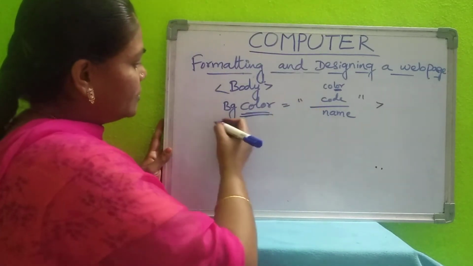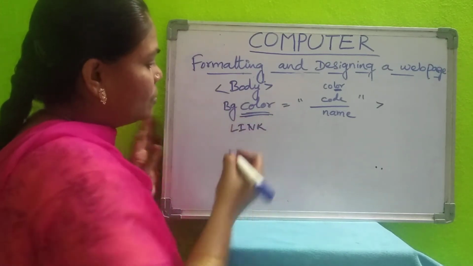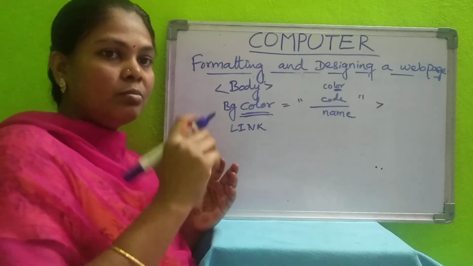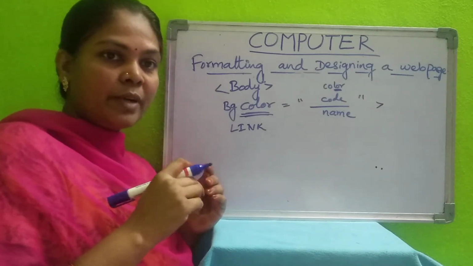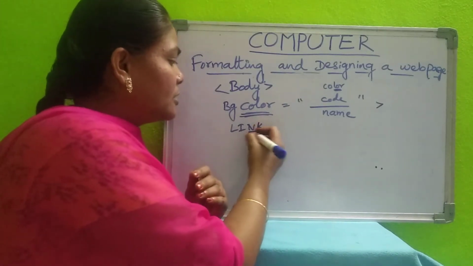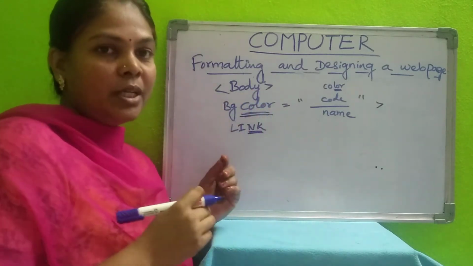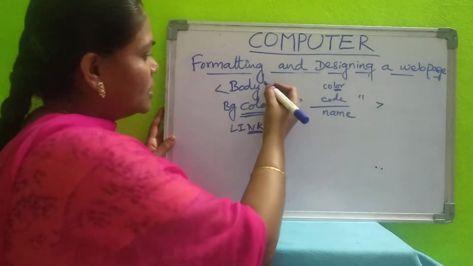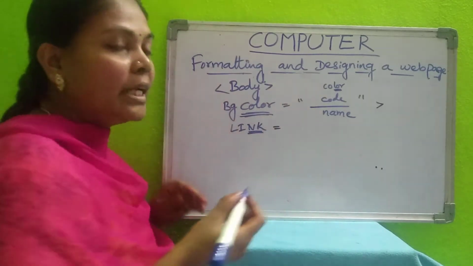So after this we have the link. Whenever you open any website, they will give links like see also, read more, to go to the next web page. Those link colors we can also change in the body tag. Okay, using this body tag we can change the link colors.